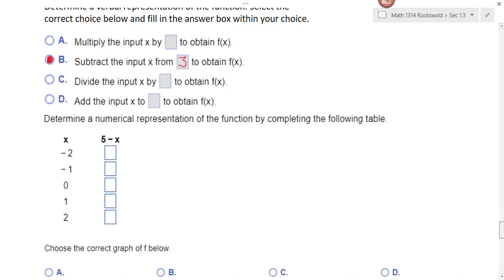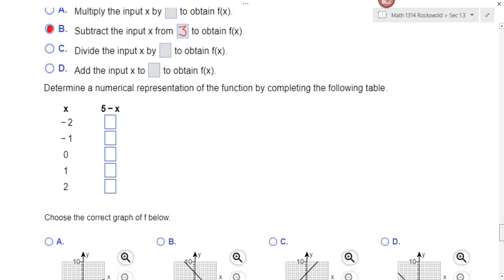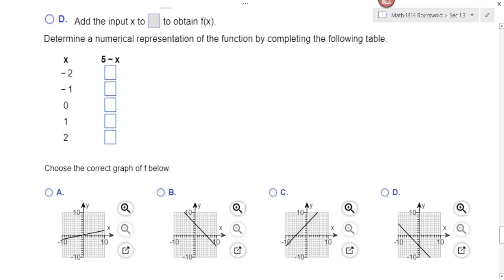Then we want to determine a numerical representation for the function by completing a table. Oops, all of a sudden I changed functions. We're going to work with this function now for the y value. I think I may have accidentally clicked another problem whenever I was making these notes.